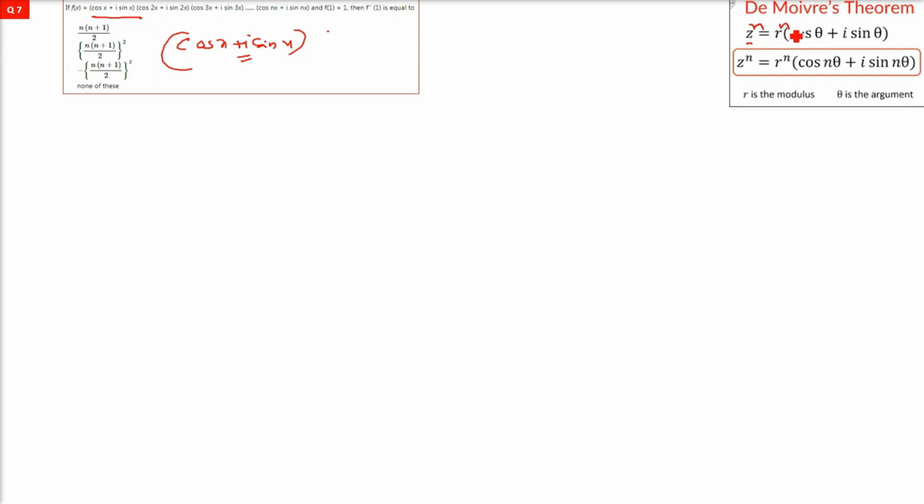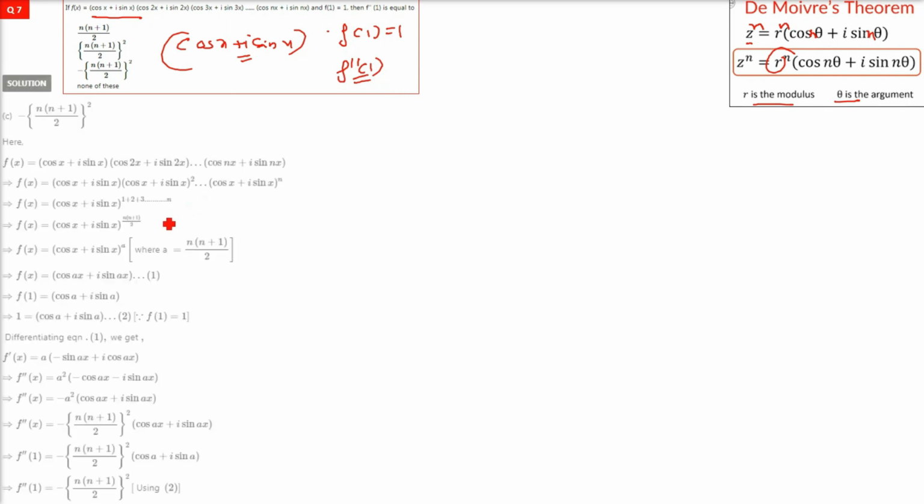So z equal to r (cos theta plus i sin theta). When we do z to the power n, it will be r to the power n (cos theta plus i sin theta) to the power n. So this n will come with theta. That is z to the power n, r to the power n, cos n theta plus i sin n theta. Now the question is also saying f(1) is 1 and we have to compute f double dash 1. So this is the reference, because those who have understood how to apply De Moivre's theorem can just go ahead, and we will start with the solution.